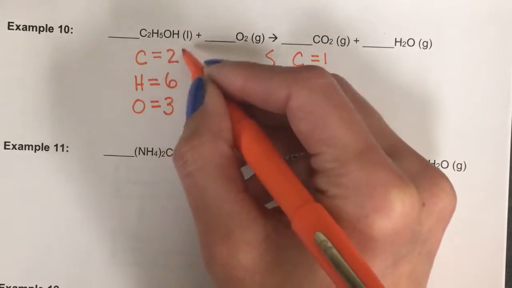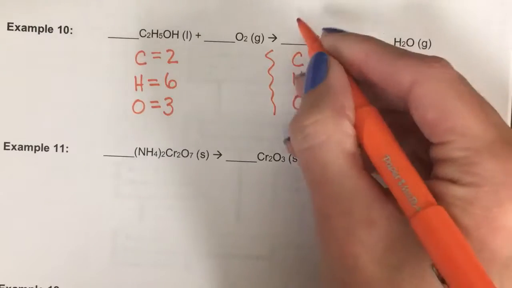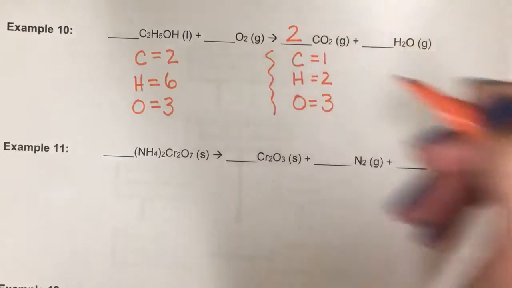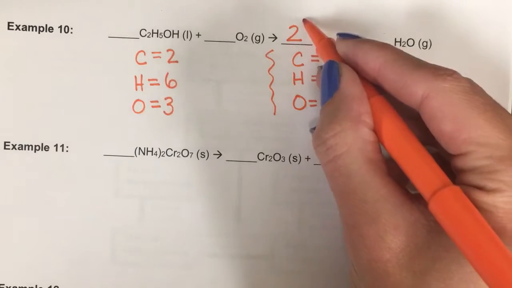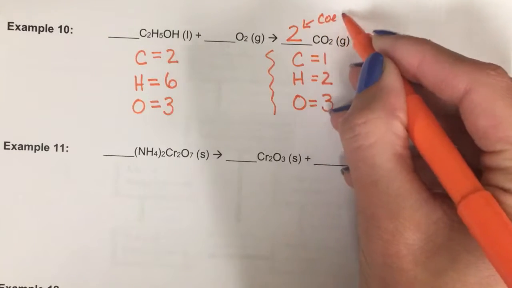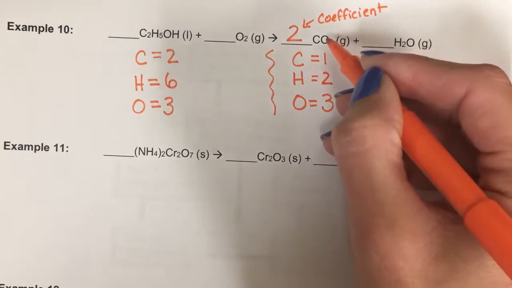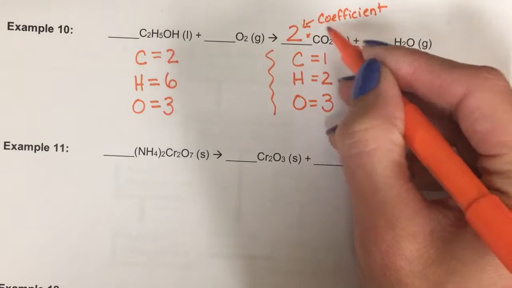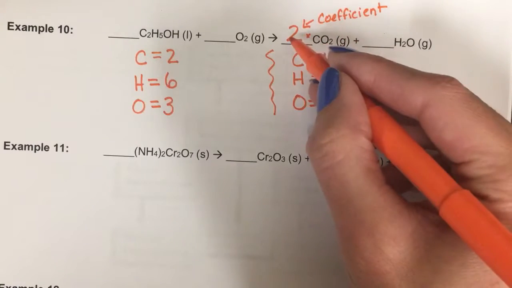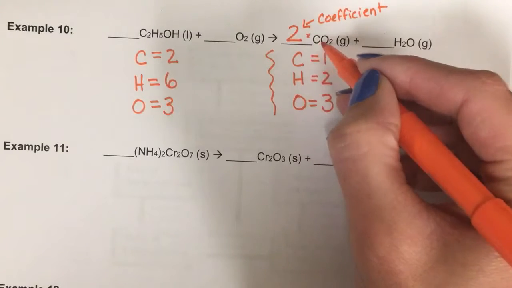So I'm starting with 2 carbons. I need 2 carbons over here. So I'm going to put the 2 in front of where my carbon is. By putting the 2 in front, we call this a coefficient. I'm multiplying this entire thing by 2.